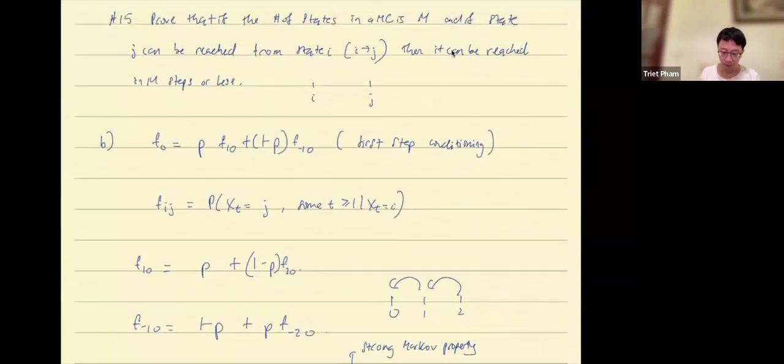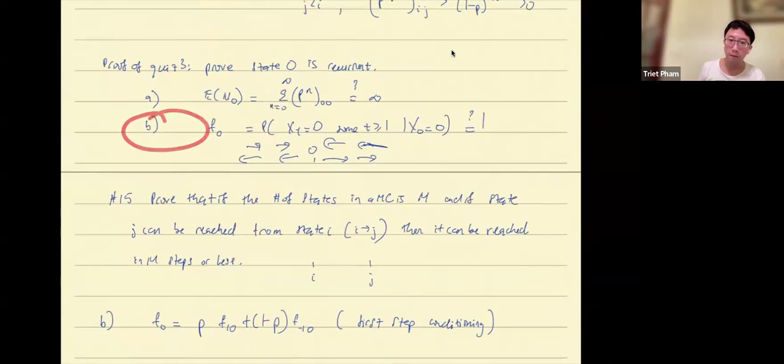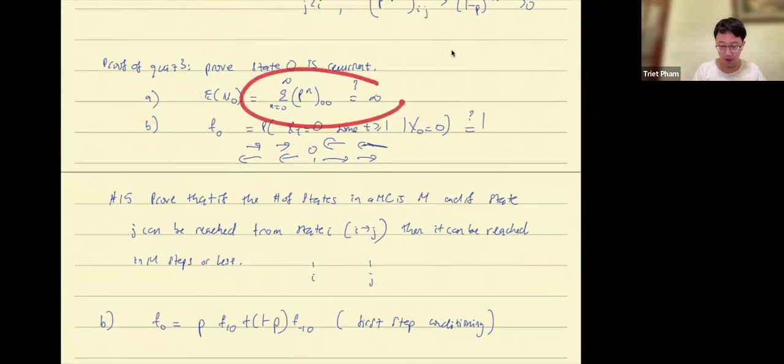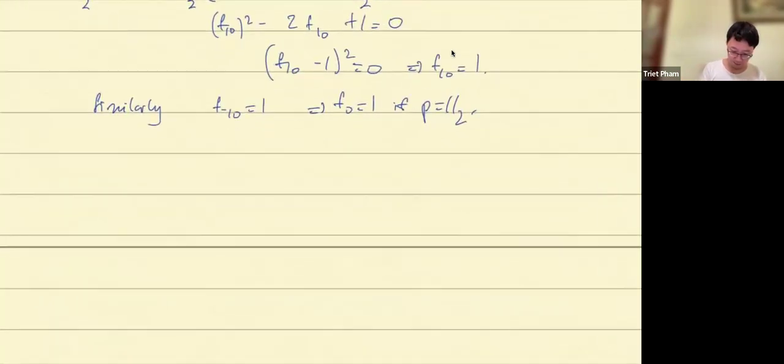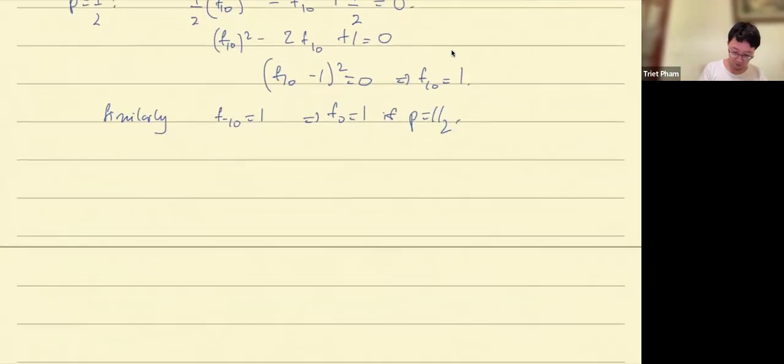So that's approach B, right? Let's look at approach A. Approach A will look at this sum, right? And similarly, we actually have two results.